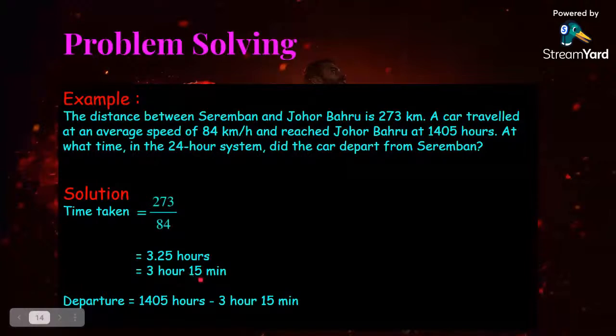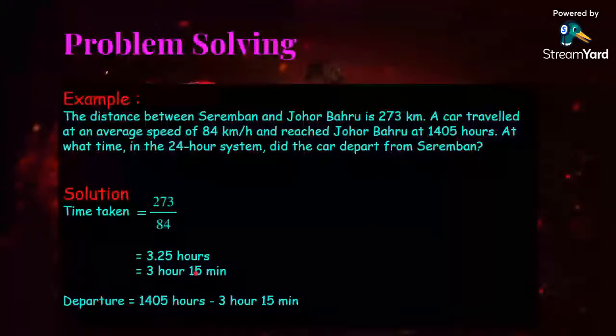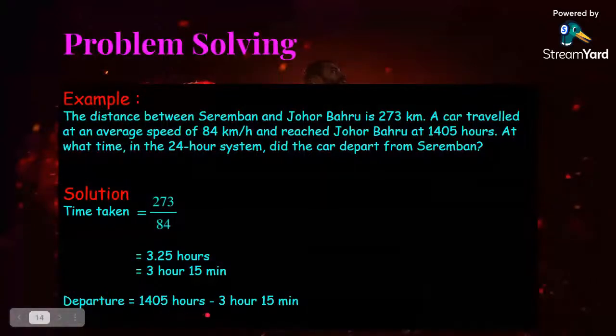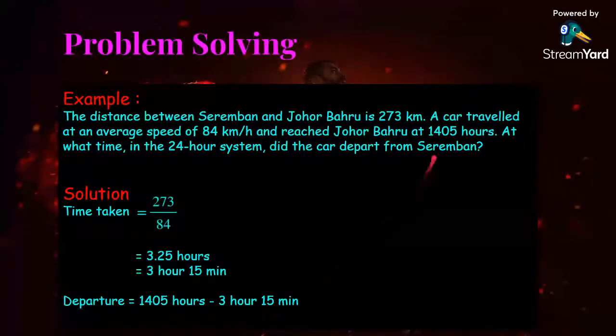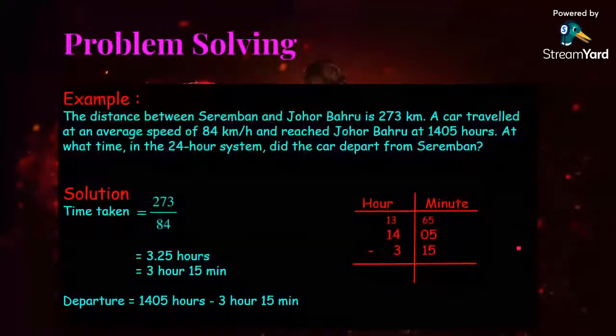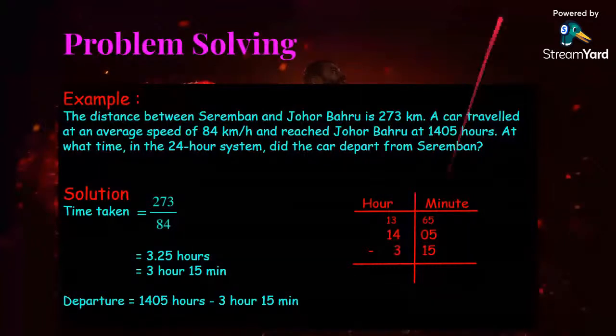Salah, jadi kena hati-hati. Alright, so kita tengok kat sini departure, okay, 1405 hours minus 3 hours 15 minutes. Jadi kita buat dalam bentuk untuk lazim lah. So, kalau kamu tengok dia 14 dengan 05 ni. Okey, kejap ya.